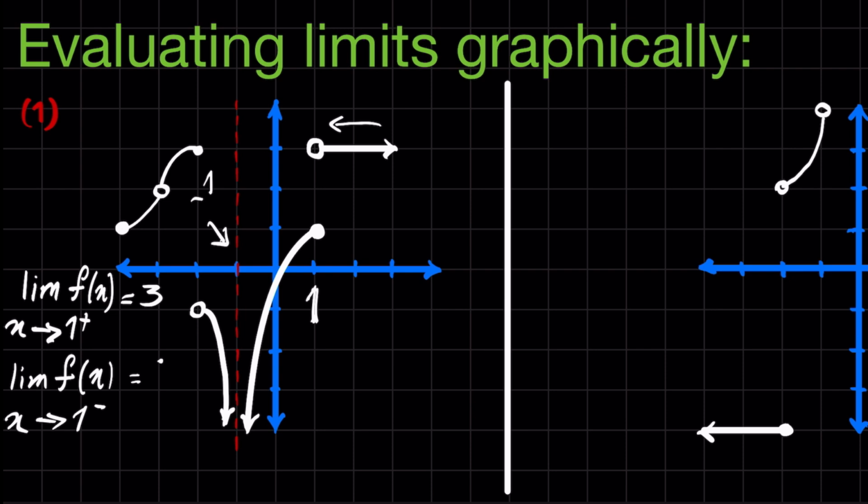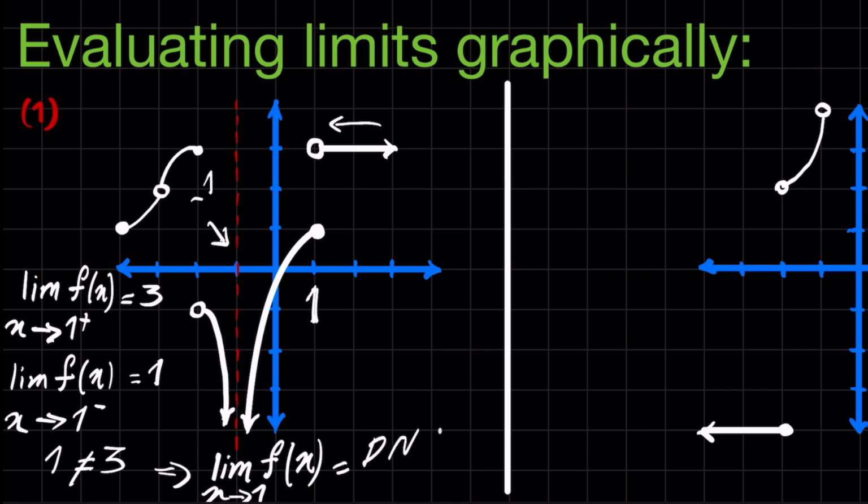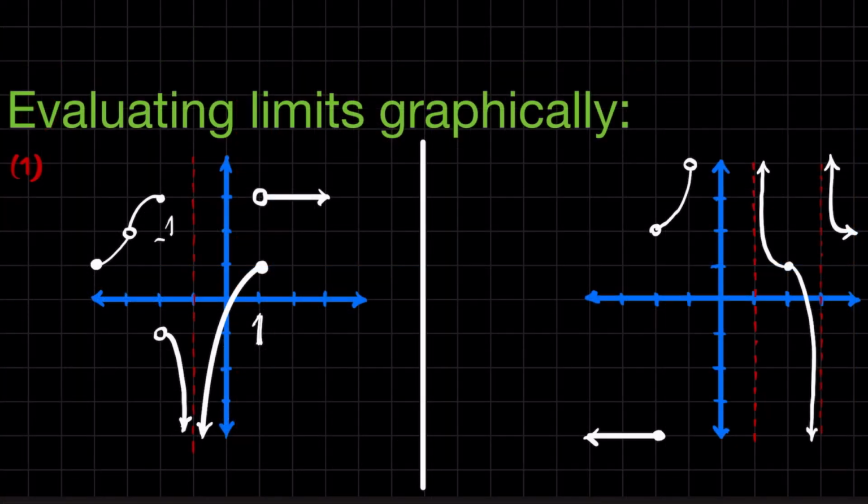So it means that these limits, as we can see, are not equal, which means the limit of this function as x approaches 1 does not exist. And for the second function, I wanted to give you this as an exercise, so feel free to ask any questions if you have any problem. But I just wanted to point out something real quick about discontinuities.